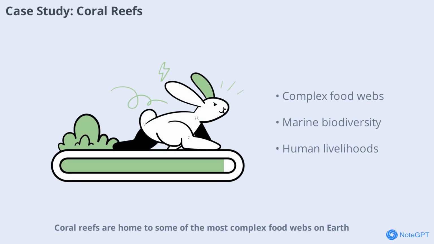Coral reefs are home to some of the most complex food webs on Earth. Tiny algae provide energy for corals, which support fish, crustaceans, and many other creatures. When reefs are damaged, entire food chains can collapse. Protecting coral reefs is vital for marine biodiversity and human livelihoods.